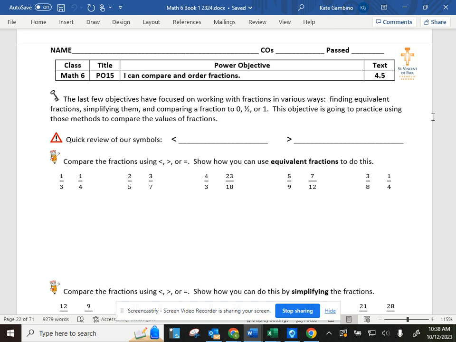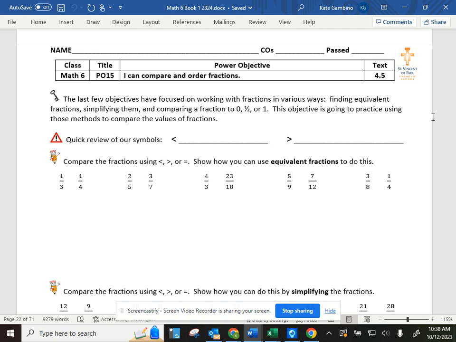The last few objectives have focused on working with fractions in various ways, right? So we've been getting comfortable with our fractions, equivalent fractions, simplifying our fractions, finding equivalent fractions, and comparing a fraction to 0, half, or 1. This objective is going to practice using those methods to compare our values. So it's taking what we've been learning, and now we're going a step further with it.